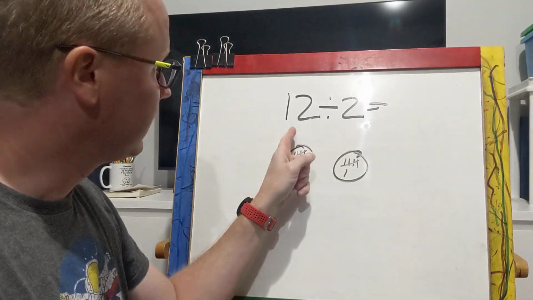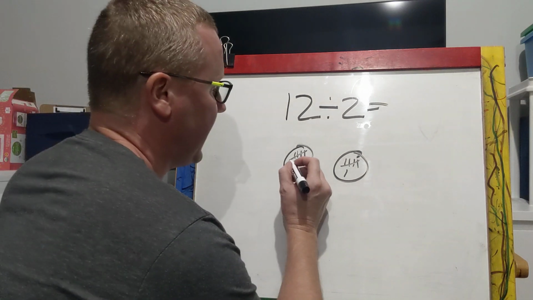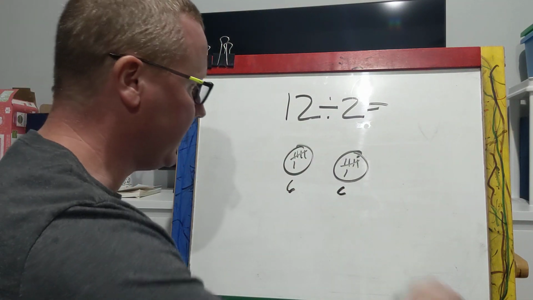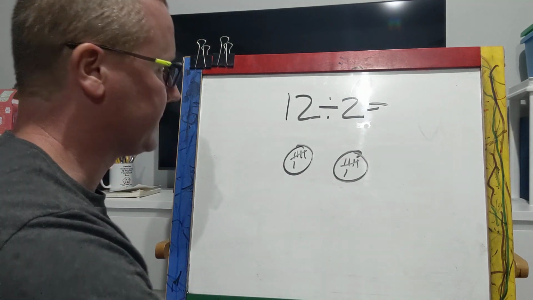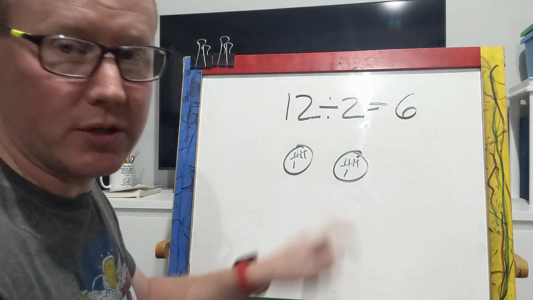So, I divided it into 2 groups, and then I put my 12 into those 2 groups, and I got 6 in each group. So my answer is 6. 12 divided by 2 is 6. You can use this method.